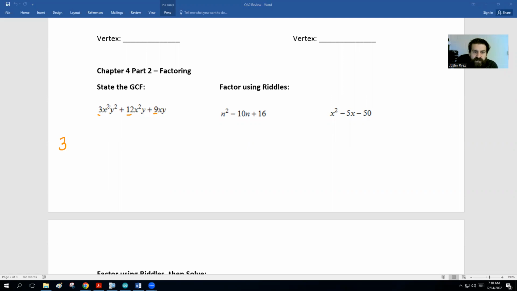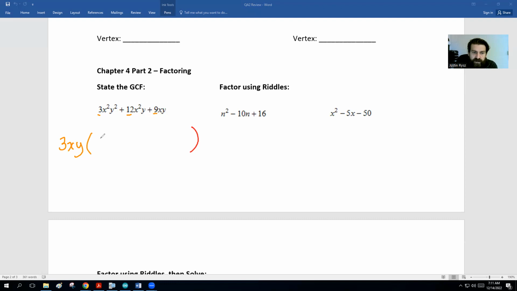And then check to see if they have any variables in common. Well, they all have x's, but they just have at least 1, even though those ones have 2, that one only has 1. And they all have a y, and they only have 1 each. All right, so that's our GCF. Then what we're going to do is divide every number by 3 and get rid of an x and a y from all 3 of them.